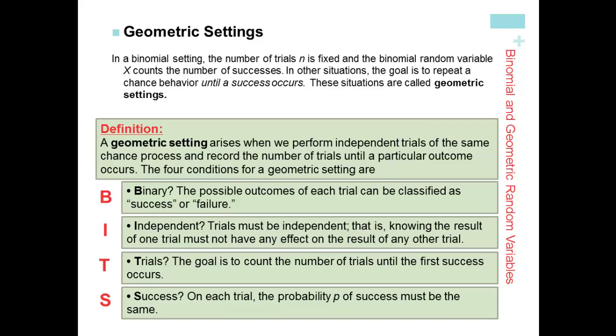Here's an example of a geometric setting. Let's say I'm flipping a coin and I want to find out the probability that the first head would not come up until the third flip. I have a binary setting. It's either going to be a head or a tail. Each coin flip would be independent of the other. The goal of this situation is to figure out the probability that the third flip would be the first head. And success on each trial is the same, 0.5.